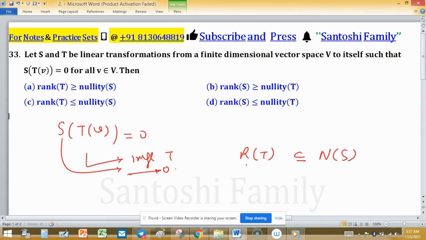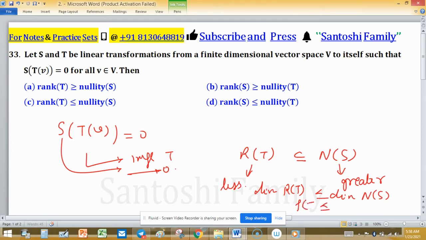So we can say that the larger set, or superset, has greater dimension, and the subset will have less dimension. So the dimension of range T will be less than the dimension of null space of S, and the dimension of range T, we normally write as rank of T, is less than the nullity of S. So option C is true here.